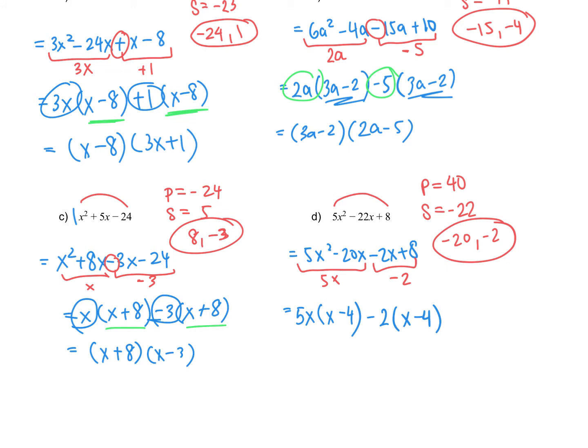If you left this as positive 2, your signs would not match because you would write plus 4, and then the brackets wouldn't match. And that would be your clue that, hey, you messed up. Now we can write our common bracket of x minus 4 and then 5x minus 2 for the leftovers.